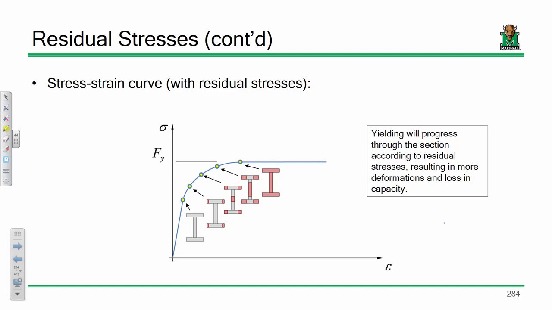In tension, we don't care about this effect. We assume gross section yielding is all the way out here. We don't care about residual stresses because there's not the buckling phenomenon. But here, it buckles. That's a bad day.